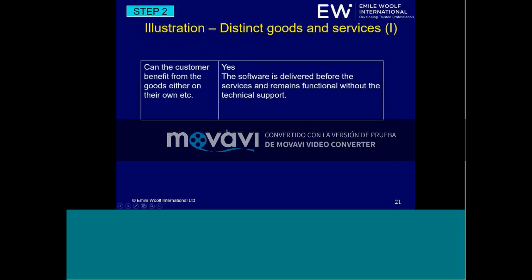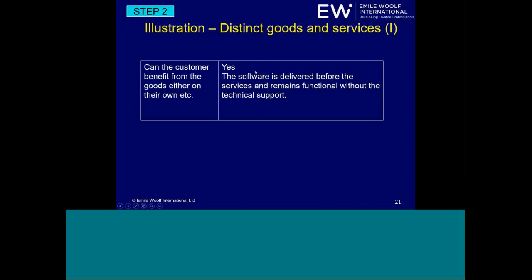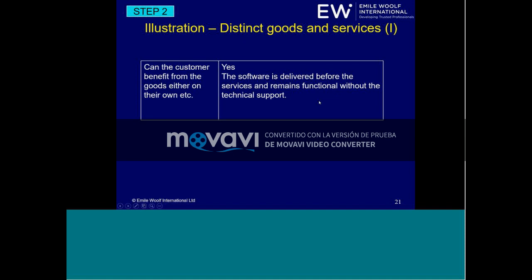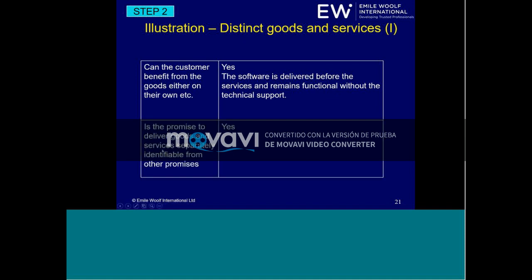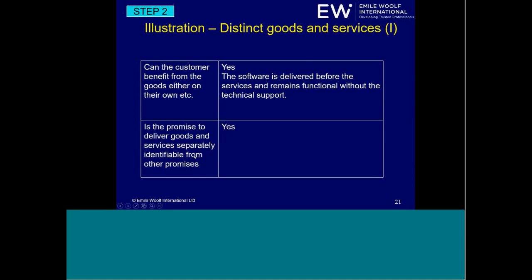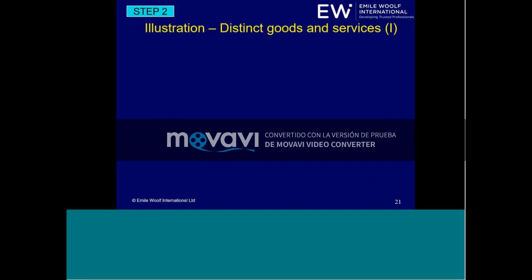Benefit from the goods, but yes, the software is delivered before the service. The software remains functional without technical support. Is the promise to deliver the goods and the services separately identifiable from other promises? And the answer is, well, yes, there's a license, there's technical support.